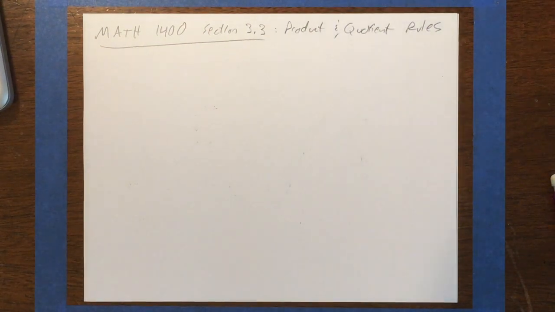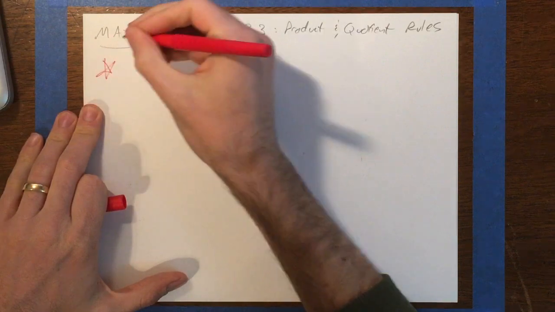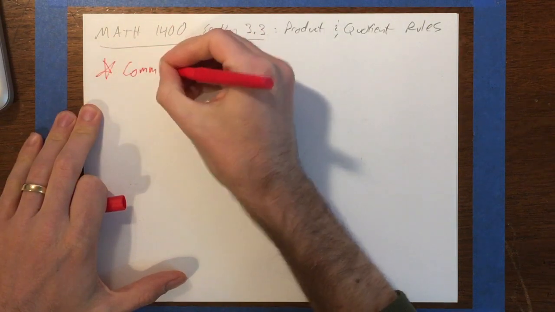Okay, folks, time for a new section. This is section 3.3. This is going to discuss the product and quotient rules. And I want to start this video with a common mistake.